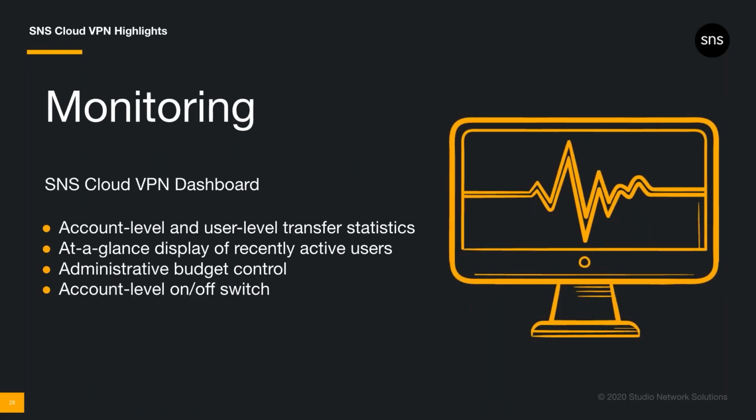You'll of course want not just quick ways to manage your users, but also to see the status of your VPN service. So the dashboard gives you account level and user level transfer statistics, at a glance display of recently active users, administrative budget control with a quick way to see if your triggers were ever exceeded, and an account level manual on-off switch, which you can change as often and as much as you need.